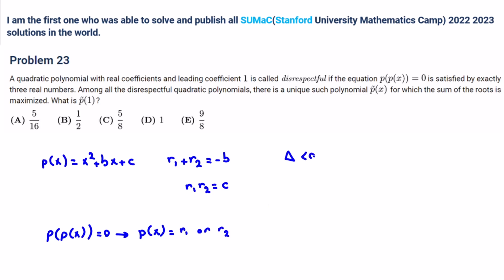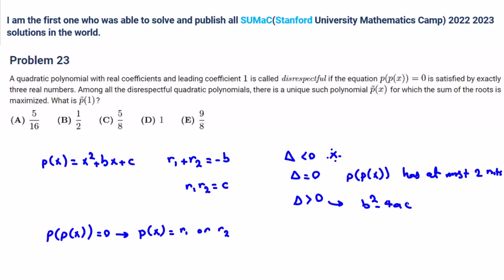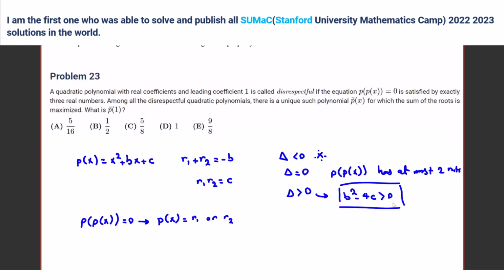And if delta is negative, we don't have any root here, right? If delta is 0, we have 1 root, so we have at most how many roots? 2. Exactly. So delta should be positive, right? So we conclude b squared minus 4ac, or 4c, is positive.